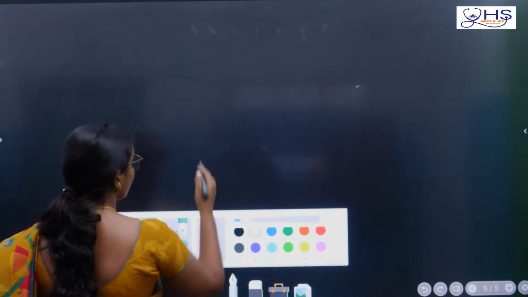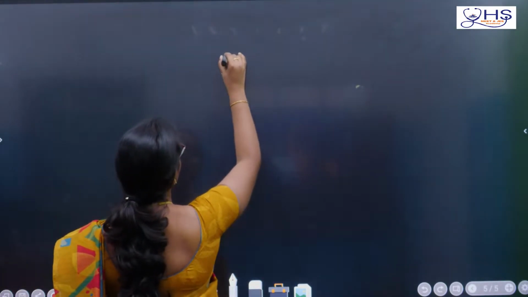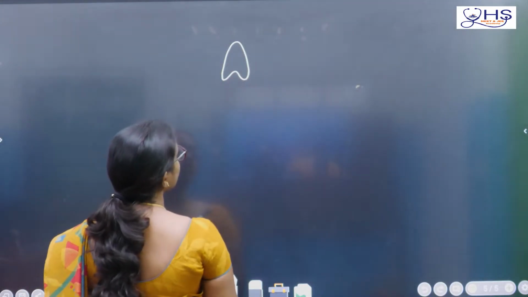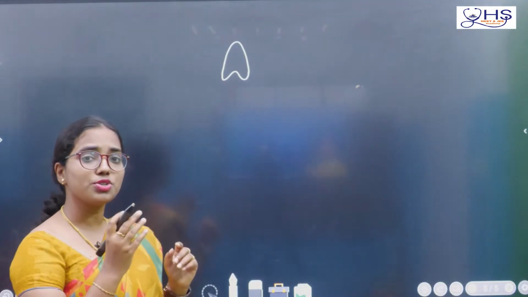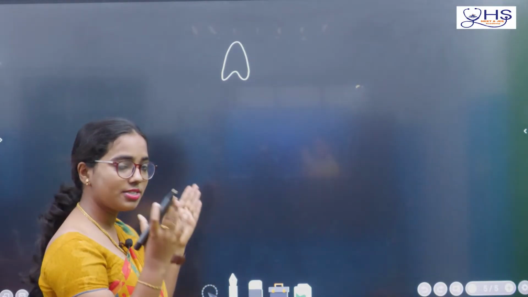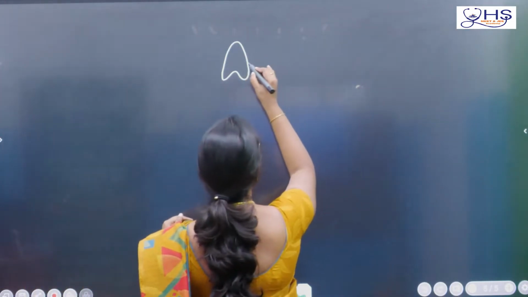Okay, first I will draw the nucleus. So this is the nucleus. The nucleus is usually round, but in the sperm the nucleus has a pointed end. So that is the first difference. This is the nucleus.